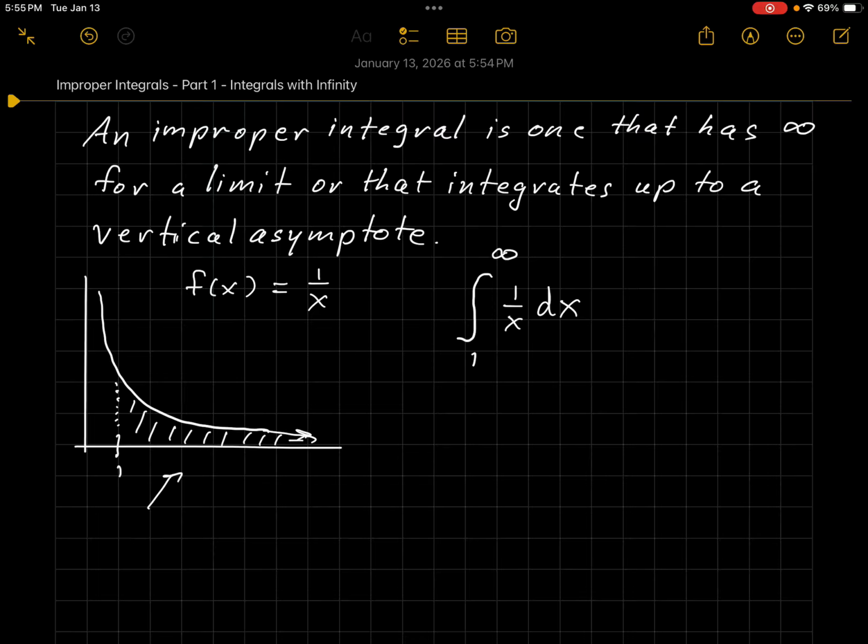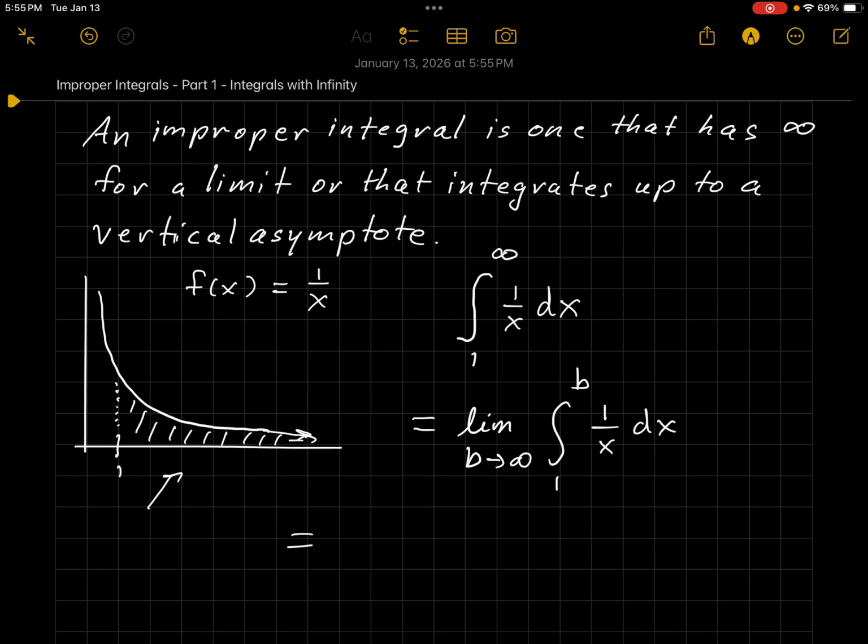Essentially, we just do what we normally do when we have definite integrals, but we have to do a technicality. Since we can't really equal infinity, we start by rewriting the problem as the limit as b goes to infinity of the integral from 1 to b of 1 over x dx. B is arbitrary. You can choose whatever letter you like, but we need to have this limit.